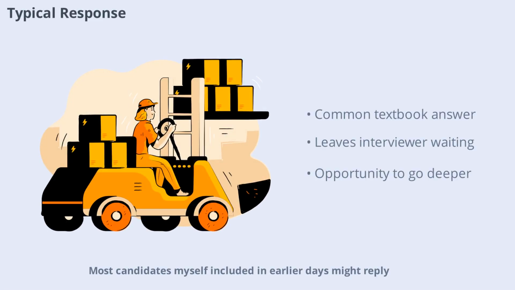Most candidates, myself included in earlier days, might reply, "An immutable object is an object whose value cannot be changed." While technically correct, this answer often leaves the interviewer waiting for more. They want to see if you can go beyond the basics and truly understand what makes immutability important in Java. This is the moment to dig deeper and explain the concept in your own words.